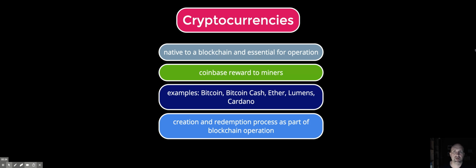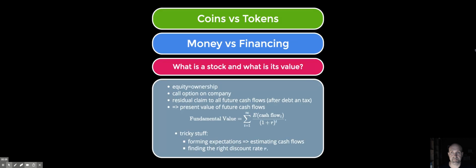to think of whether we are just trading stickers that have zero value, or whether it is actually something that is there. Now, again, what is a cryptocurrency? It is a crypto asset that is native to a blockchain, and it's essential for the operation, in particular because it provides a coin-based reward for miners. Examples are Bitcoin, Bitcoin Cash, Ethereum, and Cardano, where the creation and redemption process is intrinsic to a blockchain.